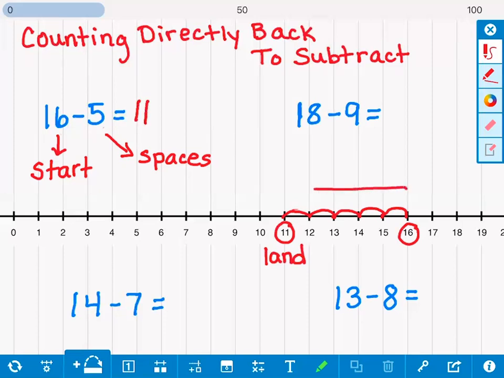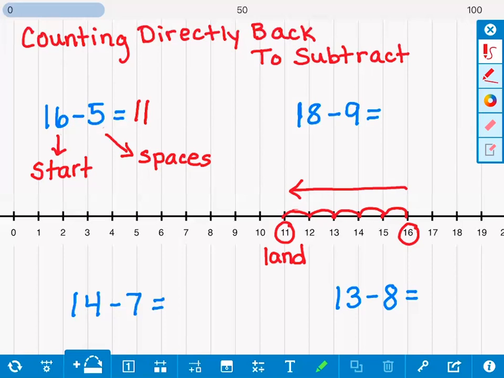And as you see, I was moving backwards and counting back to subtract. As we know, subtraction means to take away and to go backwards. So if you're on the number line and you're subtracting, you're going backwards.